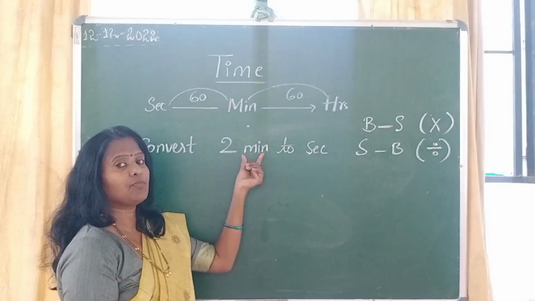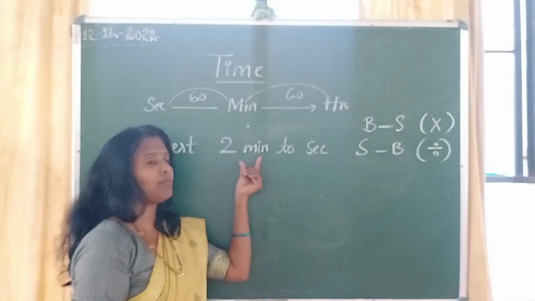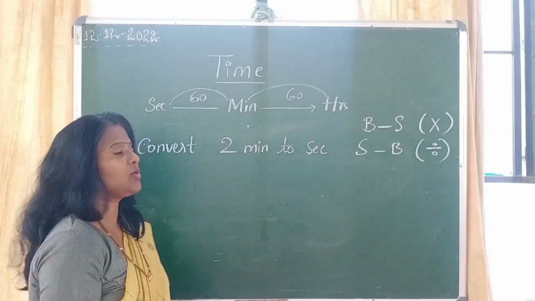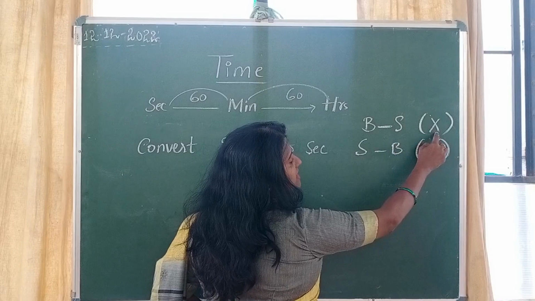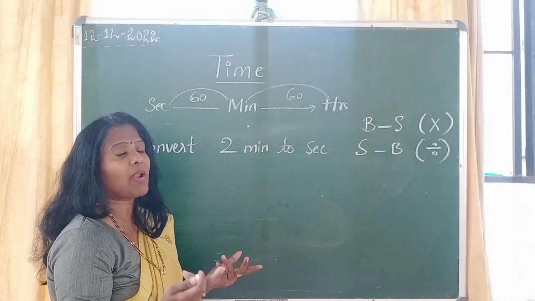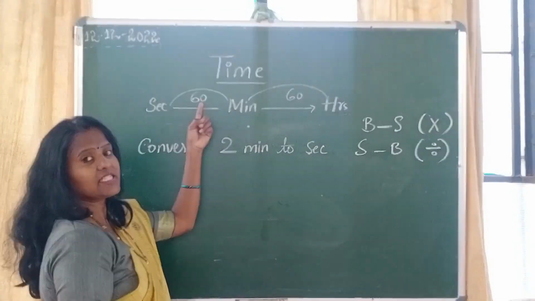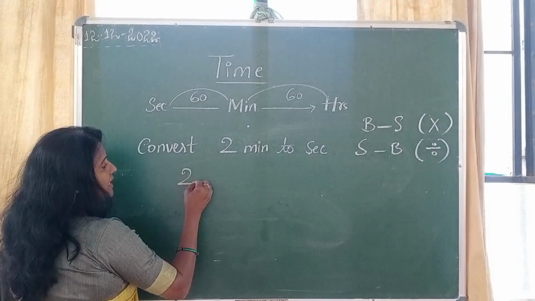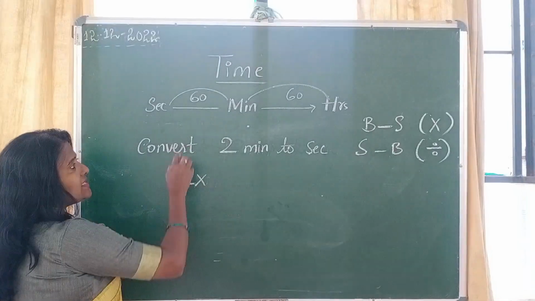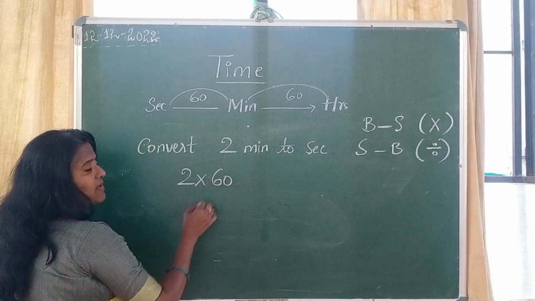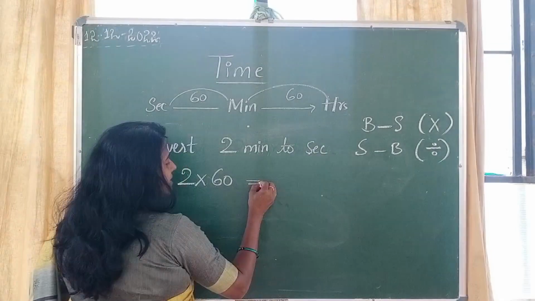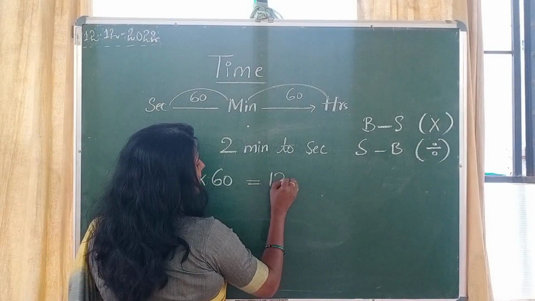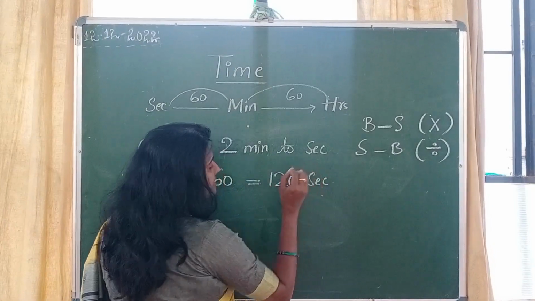Here I have to convert minutes to seconds. That means minute is the bigger unit and second is the smaller unit. You have to convert bigger unit to smaller unit, that means you have to multiply. But what do I have to multiply? See, how many seconds make 1 minute? That number I have to multiply. So 2 into how many seconds? 60 seconds make 1 minute. That is the value I have to multiply here. So 60 twos are 120 seconds. This is the answer.